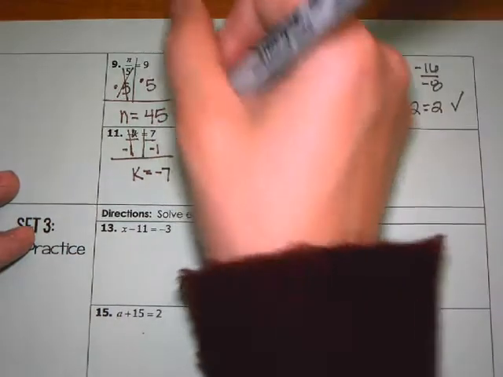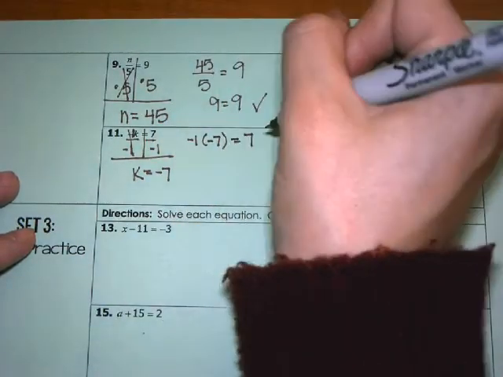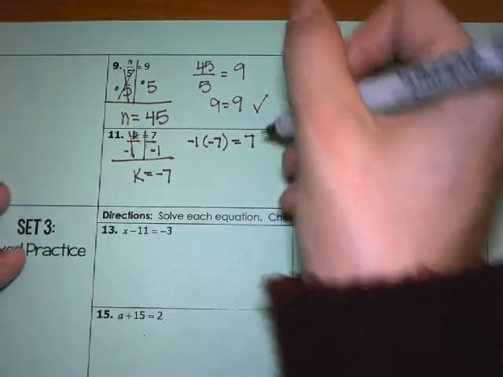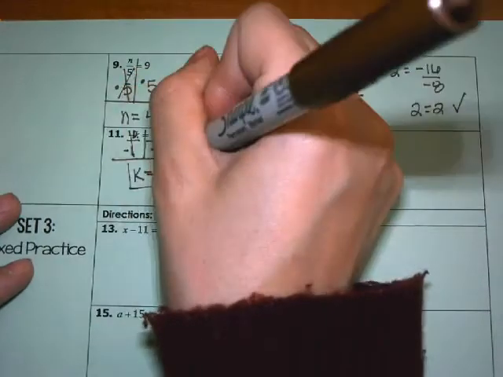Plug it back in, guys. It's a negative 1 times a negative 7. What's negative 1 times negative 7? Does 7 equal 7? So we know we did it right.